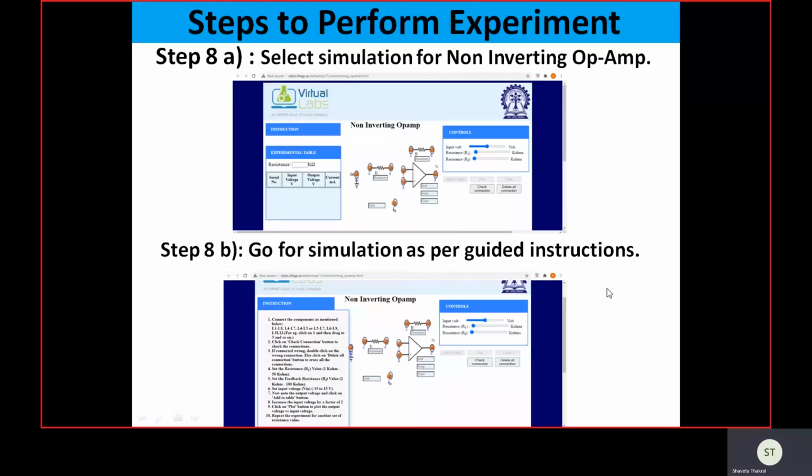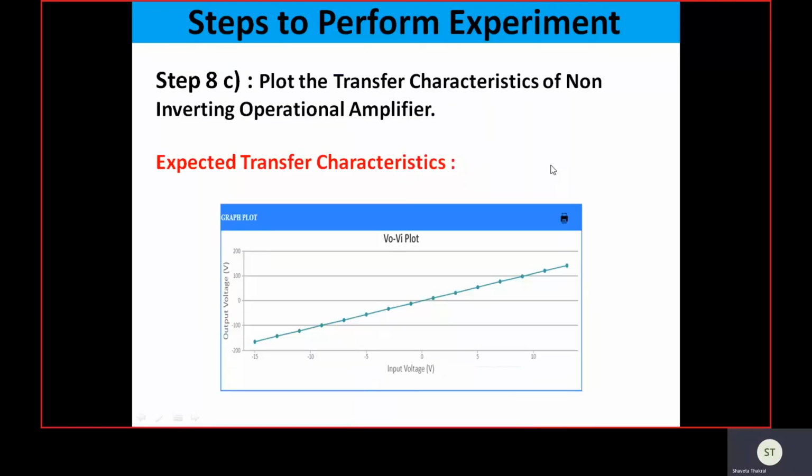And when we select the simulation for the non-inverting operational amplifier, this window pops up on the screen, and then we can again go for the simulation as per the guided instruction. And finally we can plot the transfer characteristics of the non-inverting operational amplifier, and these are the expected transfer characteristics. When the input voltage is increasing, the output voltage is also increasing, because the output obtained will be in the same phase with the input signal.